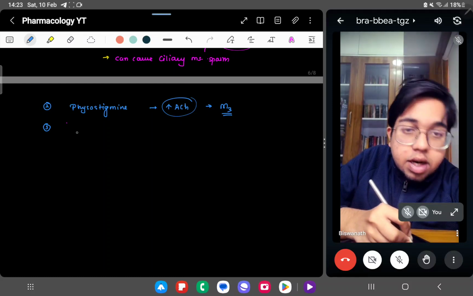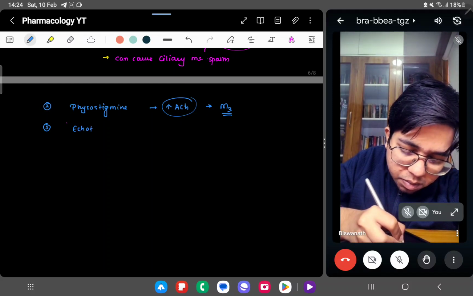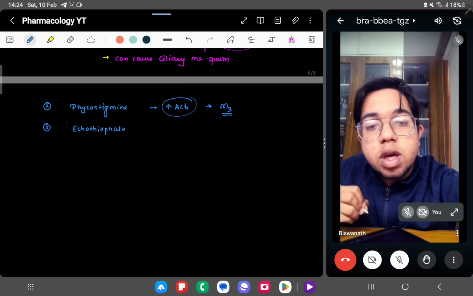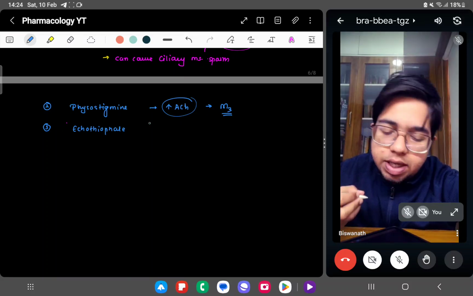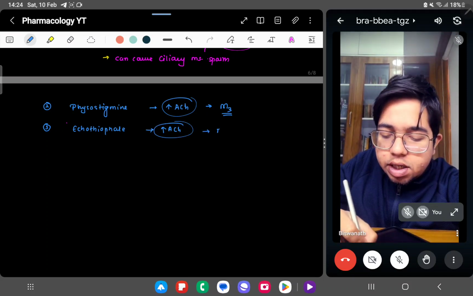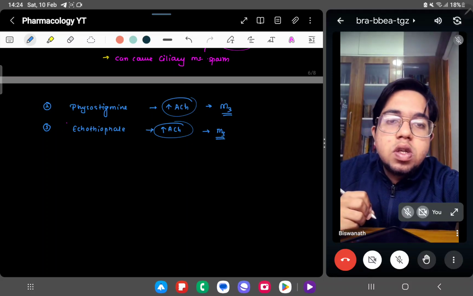The third drug you can remember is ecothiopate, which is an organophosphate drug. If you have studied carbamate and organophosphorus poisoning in ANS, it is very easy. It will also increase the ACh and will stimulate the M3.